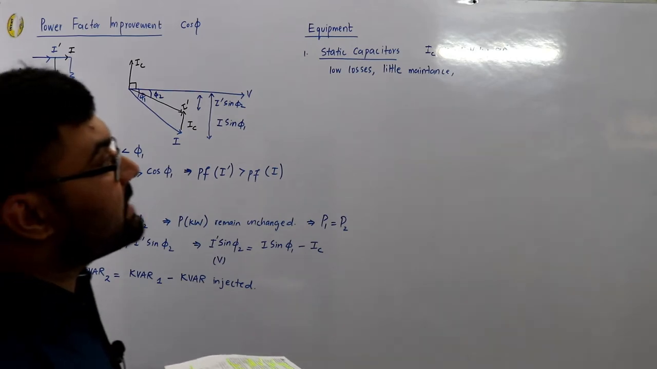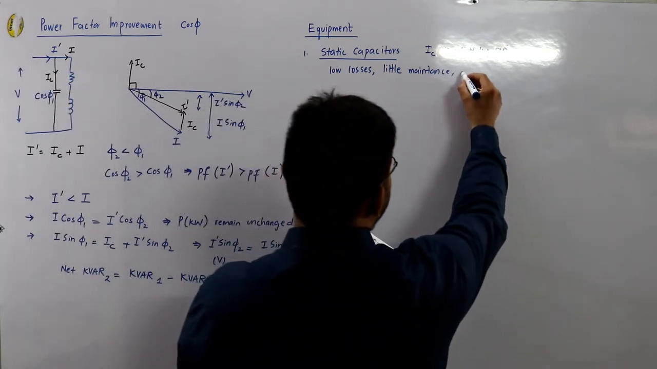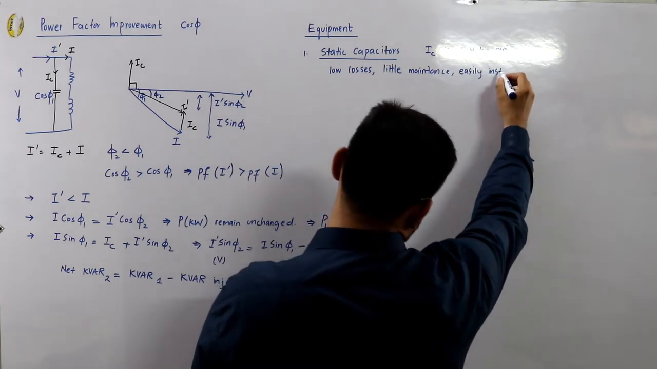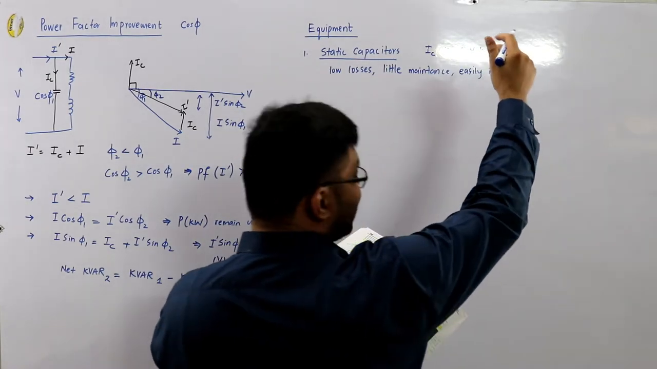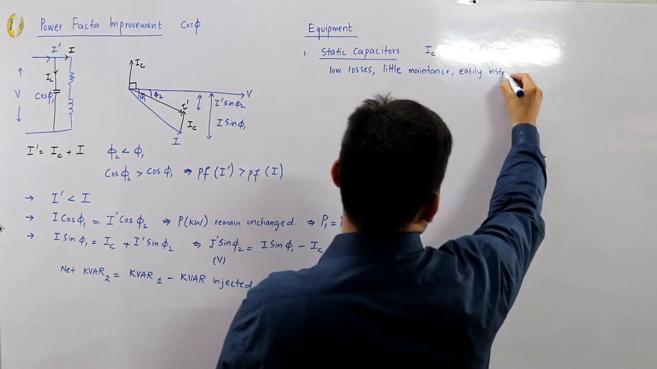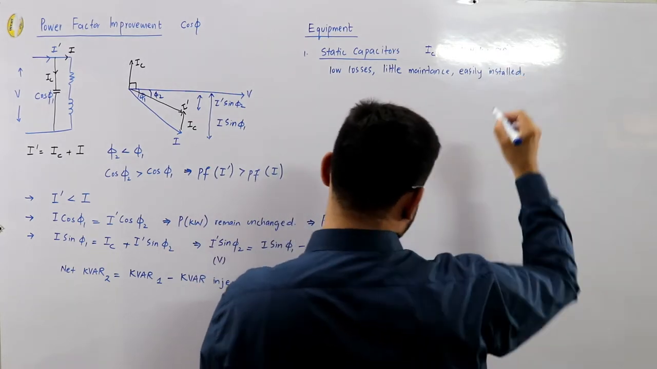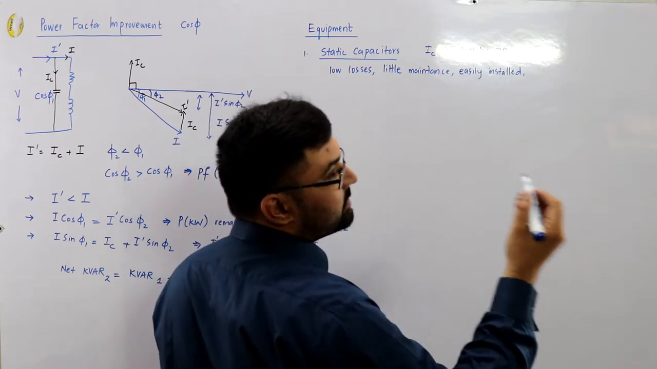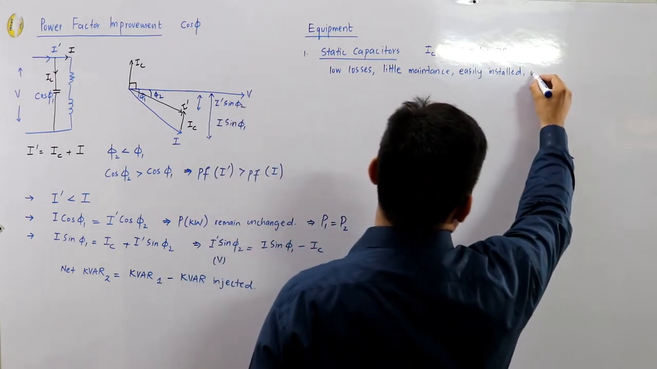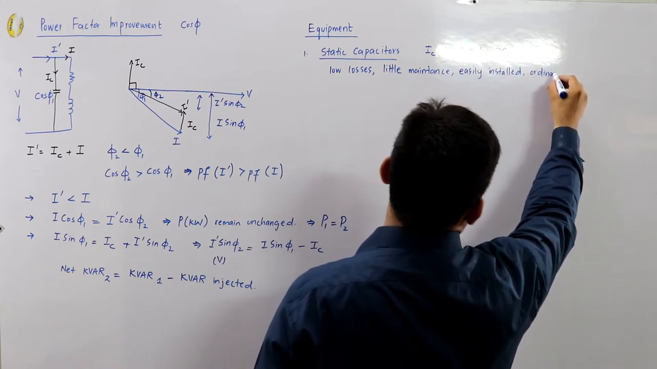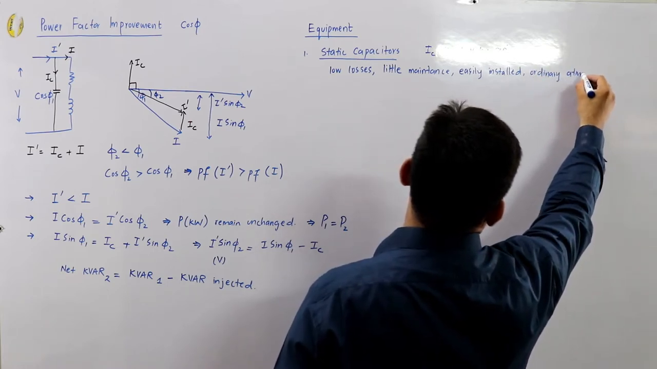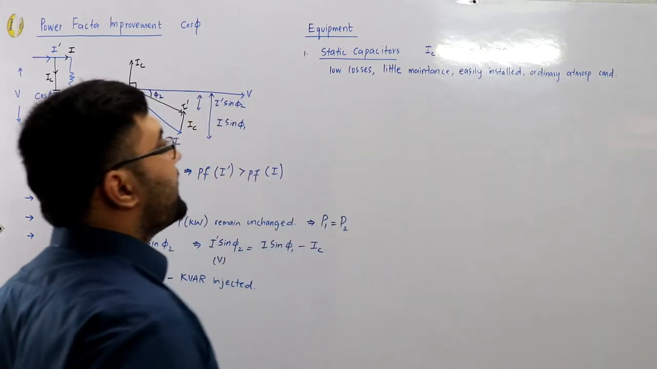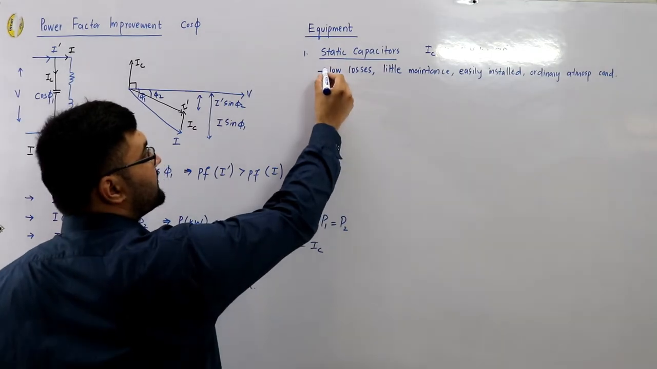The other thing is they can be easily installed. They do not require a strong foundation. They are light and require no foundation for installation. So they are easily installed and they can work under ordinary atmospheric conditions. So these are some advantages of using a static capacitor.